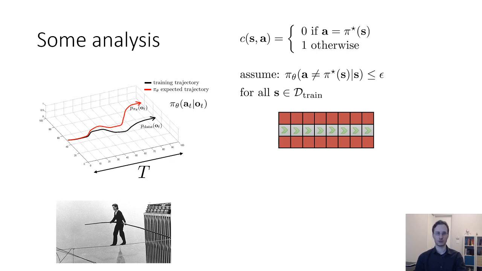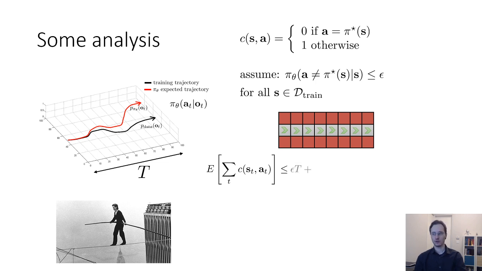Okay, so let's analyze this tightrope walker. So the quantity that we want to bound is the sum over time of the 0-1 loss, which is the expected number of mistakes. Let's think about the first time step. At the very first time step, the tightrope walker starts in a state that was in the training set, which means that with probability greater than 1 minus epsilon, they will take the correct action. With probability less than or equal to epsilon, they'll take the wrong action. If they take the wrong action, they will fall off, but they still have capital T time steps left. And once they fall off, they have no way of knowing what to do. So if they fall off, they will make an additional capital T mistakes.